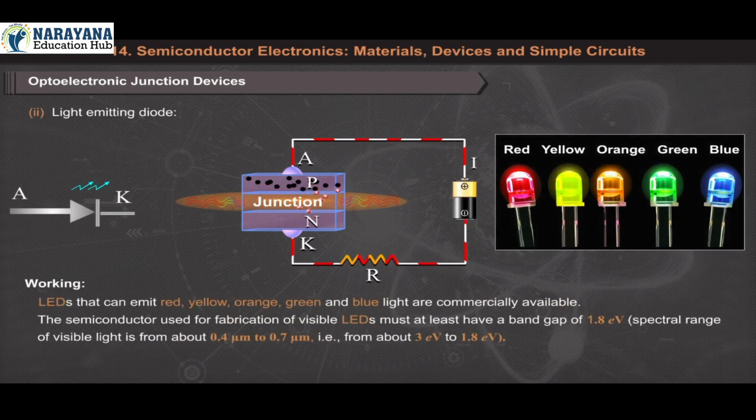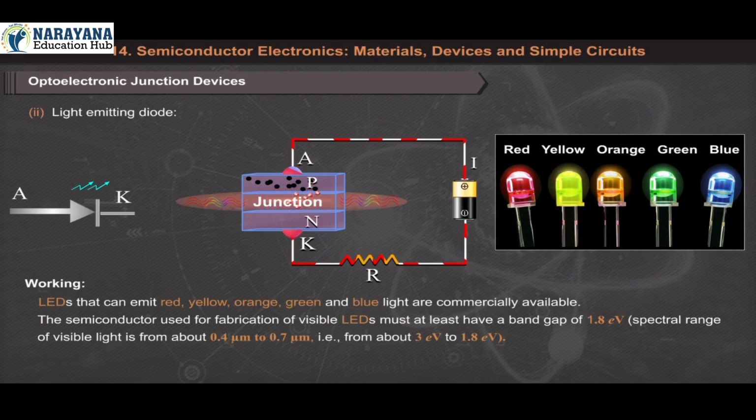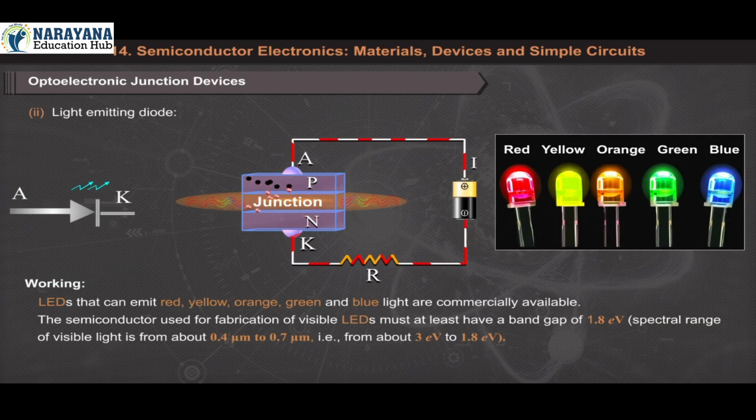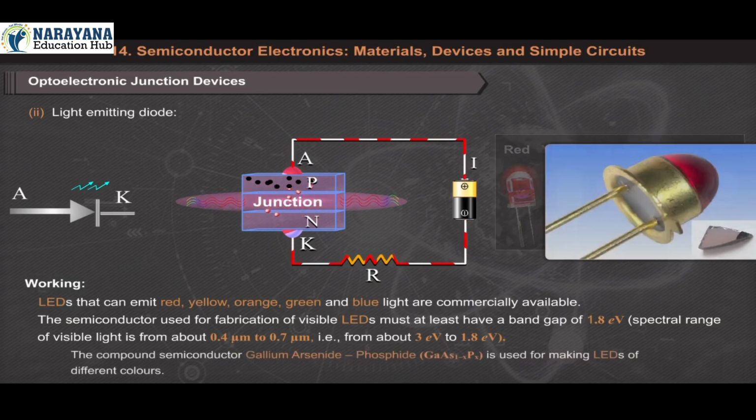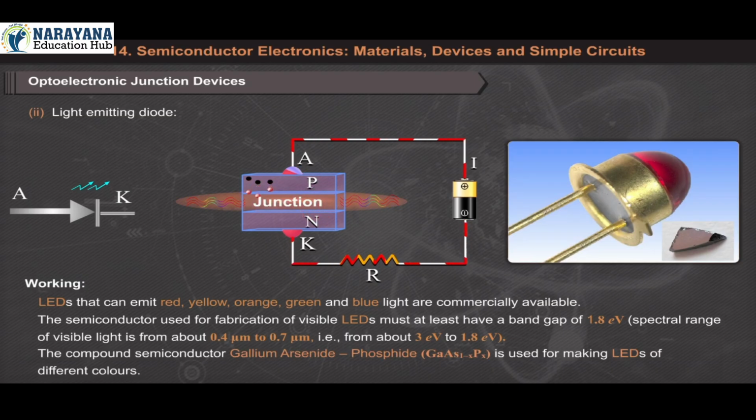The semiconductor used for fabrication of visible LEDs must at least have a band gap of 1.8 electron volt. Spectral range of visible light is from about 0.4 micrometer to 0.7 micrometer, that is from about 3 electron volt to 1.8 electron volt. The compound semiconductor gallium arsenide phosphide, that is GaAs(1-x)P(x), is used for making LEDs of different colors.